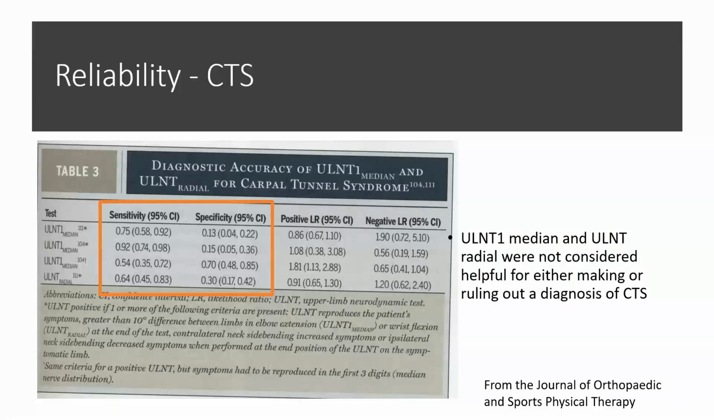What about upper limb nervous tension tests, which are also very, very popular? Well, here we have the same problem as we so often have. There is a discrepancy between on one side the sensitivity and on the other side the specificity. Yeah, we don't seem to have good tests to rule out a diagnosis of carpal tunnel syndrome by using those upper limb nervous tension tests. So this is one of the reasons why we didn't do those tests in our basic examination of the wrist and the hand.